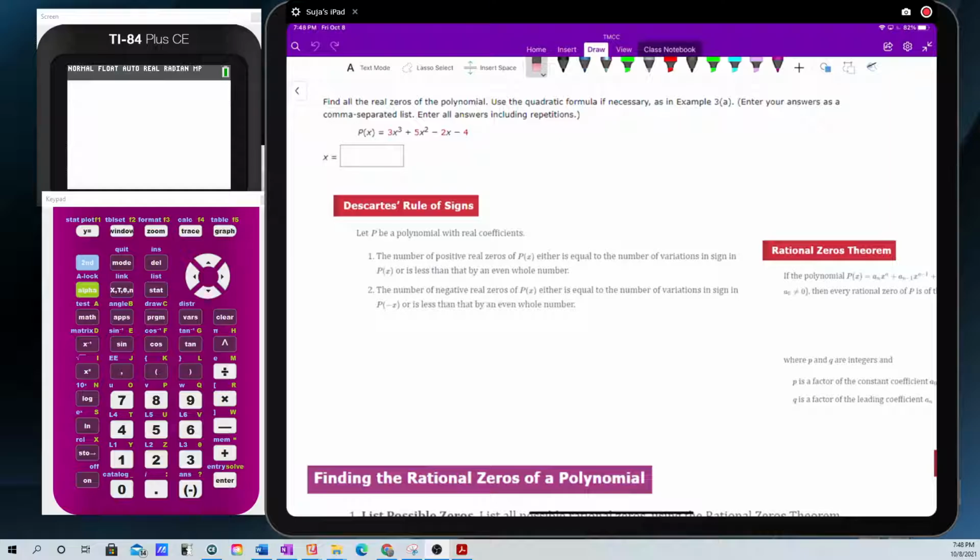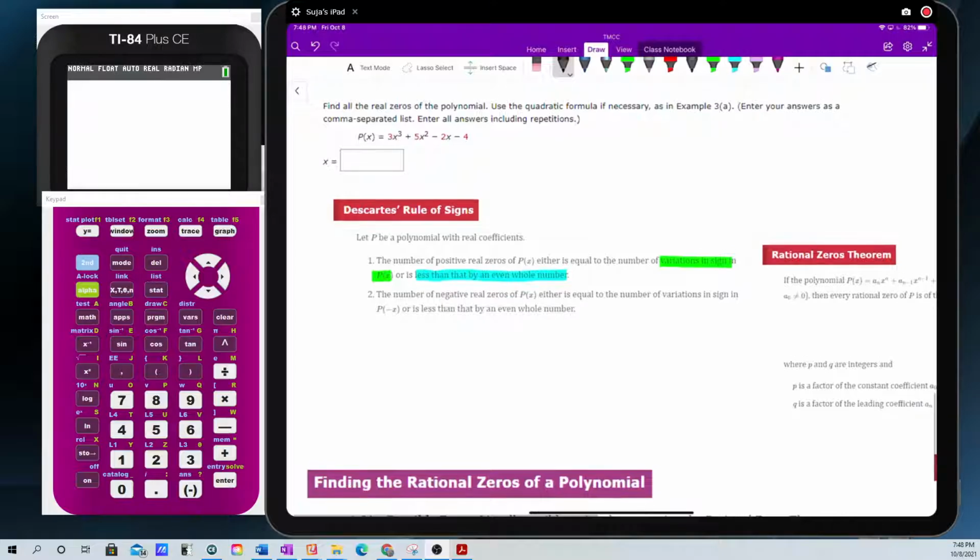Descartes' rule of signs says that the number of positive real zeros is either equal to the number of variations in sign change of the function, or it is less than that by an even whole number. This even whole number is always going to be 2, which means you're reducing it by 2. This is something that you do if you get the initial value of the zeros as 2 or above. So let me draw a little table.